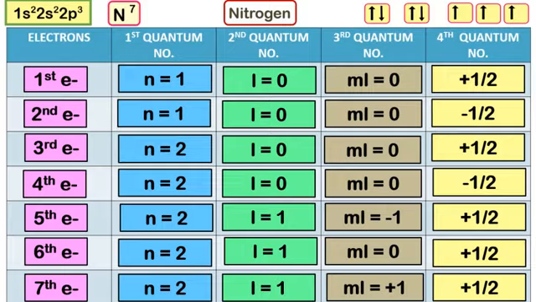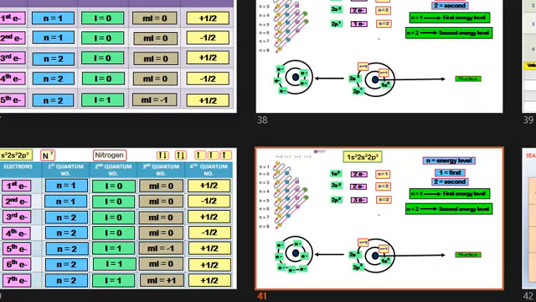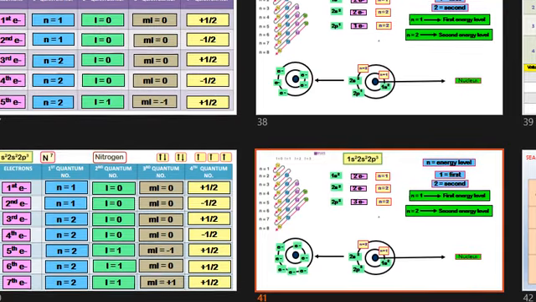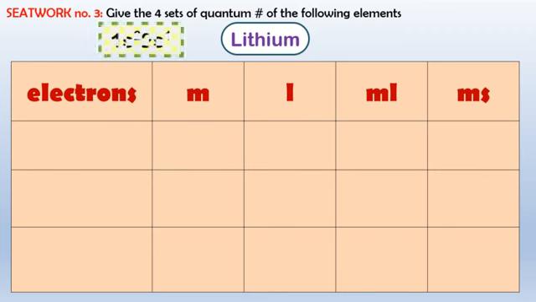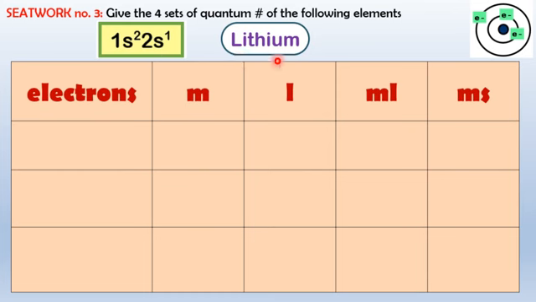Okay, so again, we have completed the quantum numbers of the second given element, which is nitrogen. So it's time for you to try it on your own. This is your last sheet work for the day. Try to give me the set of quantum numbers of the element lithium. I will provide you the configuration and the orbital diagram of the 3 electrons present in the lithium. 1s2 2s1, meaning there are only 3 electrons for the lithium. Again, 5 minutes is your time to finish this. Just send me the picture of your answer and you may start now.